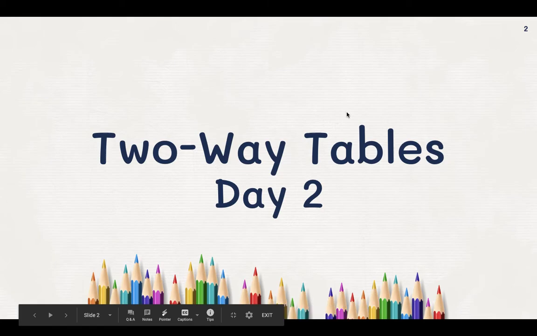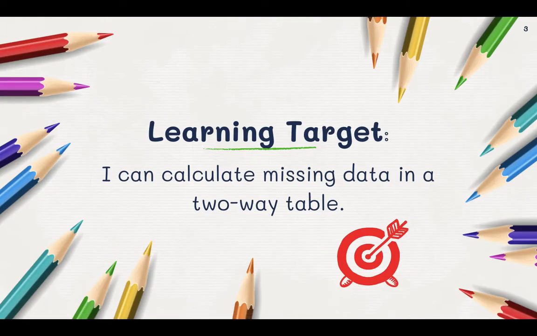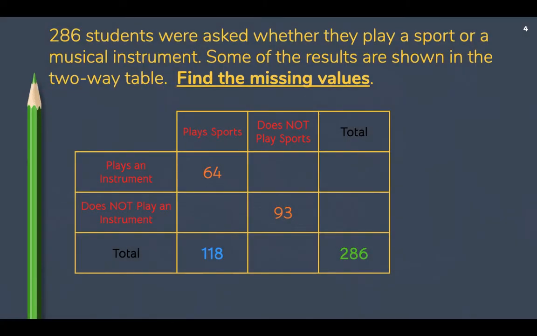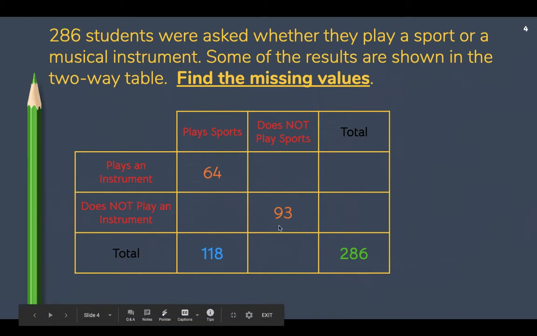Two-way tables, day 2. Our learning target for today is I can calculate missing data in a two-way table. 286 students were asked whether they play a sport or a musical instrument. Some of the results are shown in the two-way table. So today, our practice is going to be on how to find the missing values. So in these two-way tables, we're going to be filling in the rest of the empty squares.